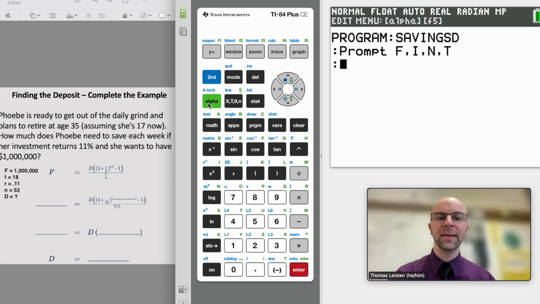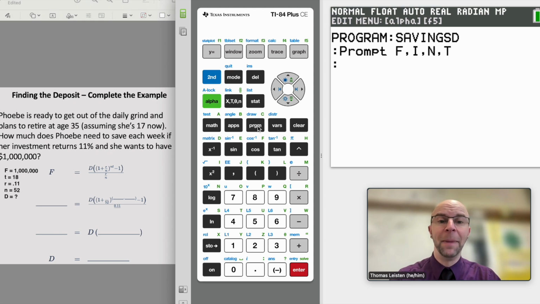Now, I'm going to do this at the same time. I'm going to manipulate the equation that we have over on the left side. We need to solve for D. So we see that D is multiplied by that whole chunk in the top, and it's divided by that R over N in the bottom. So we're going to multiply and divide to solve this.